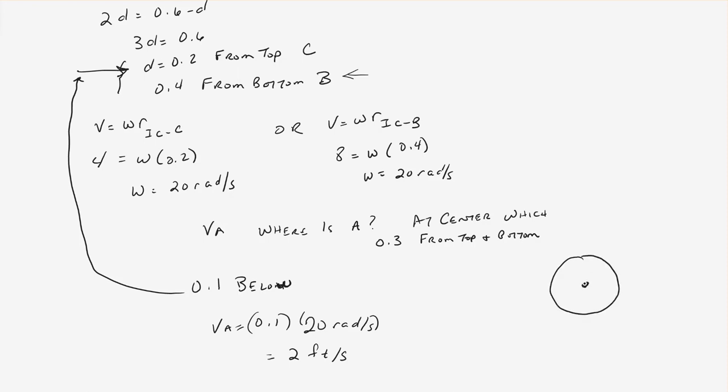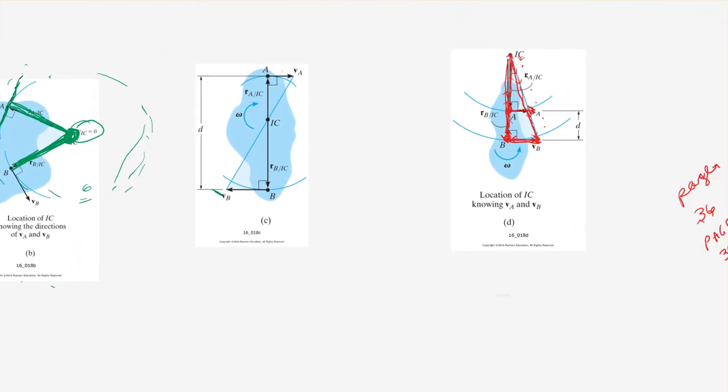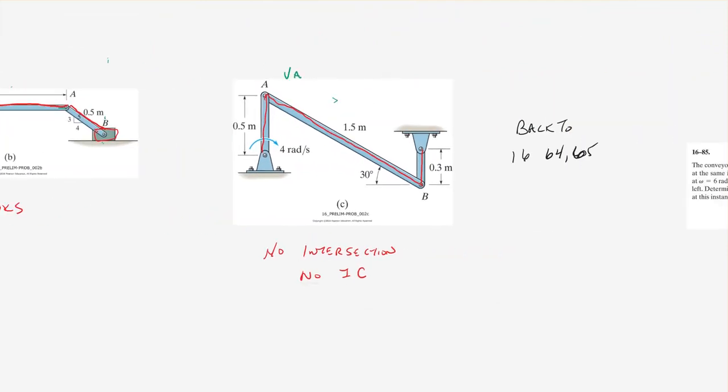Because here's A, and here's your instantaneous center. Okay? All right. Enough of that one. So let's go over here. Go back kind of where we were. Way back over here.